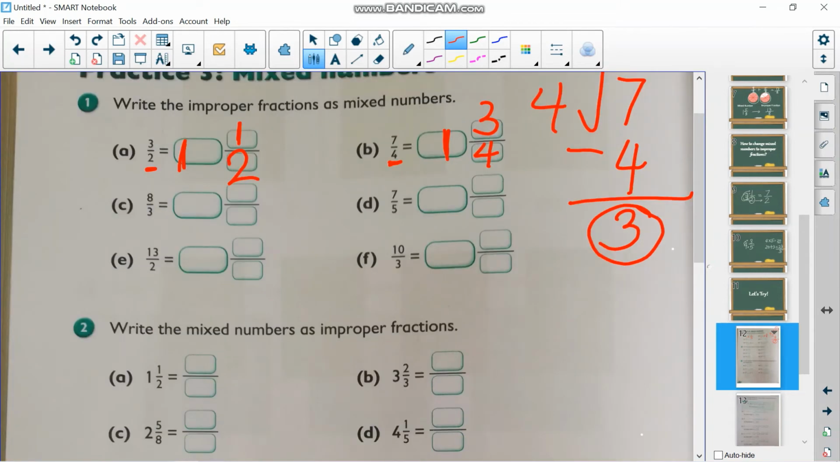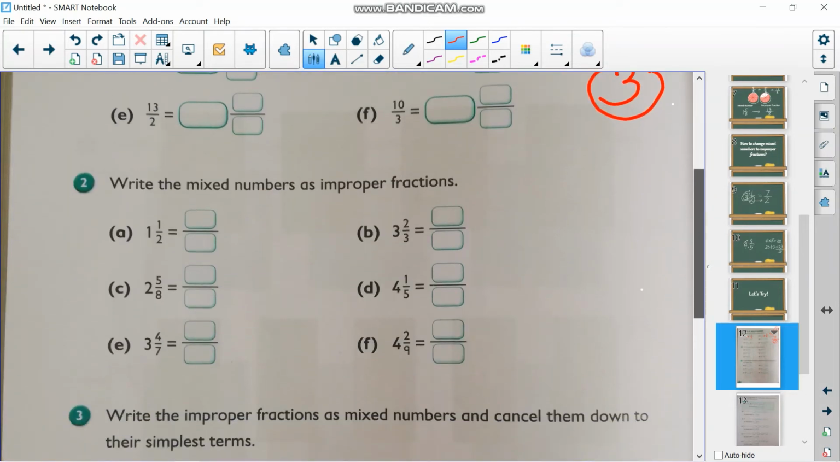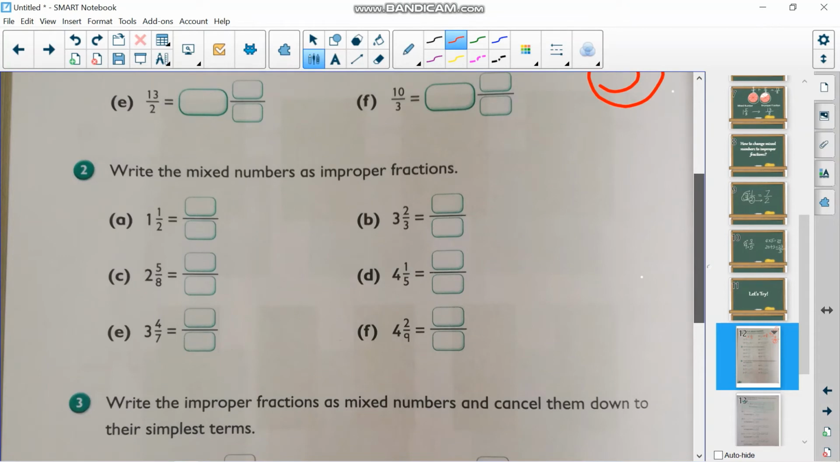Just continue answering letter C to letter F. Now let's go to number 2. Write the mixed numbers as improper fractions. So let's change 1 and 1/2 to improper fraction.